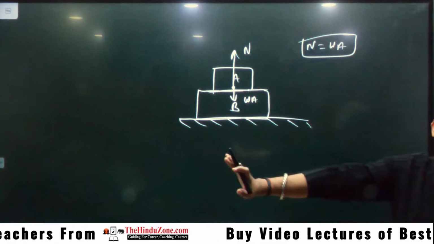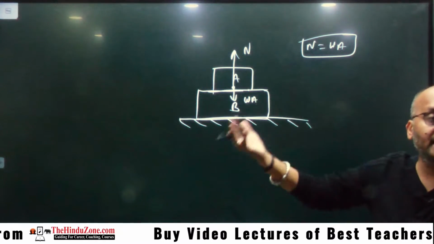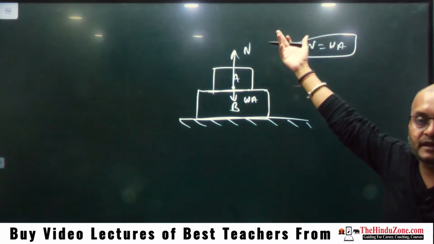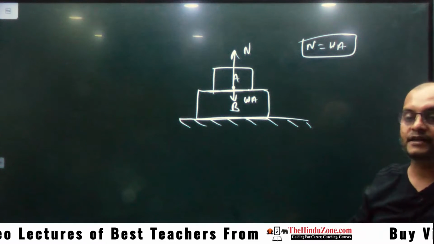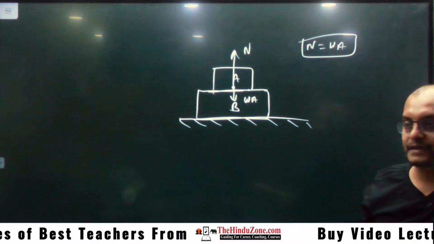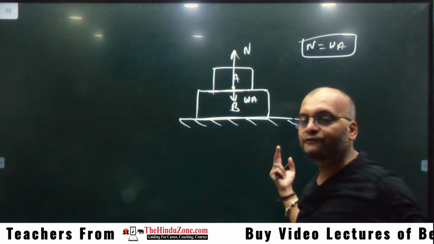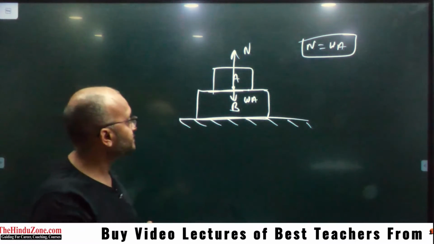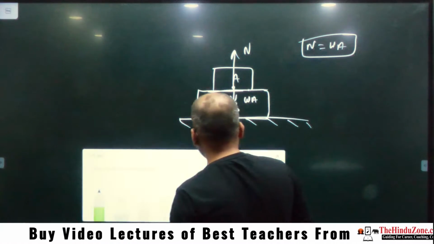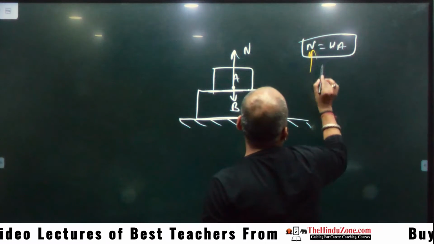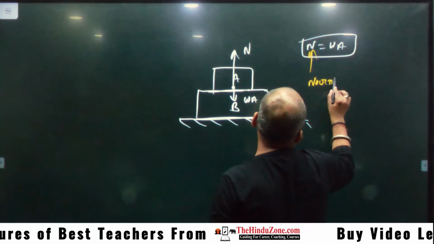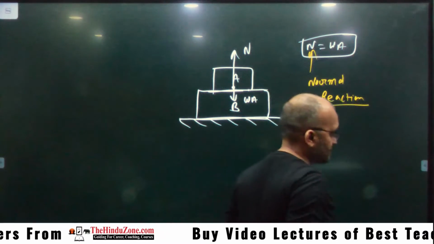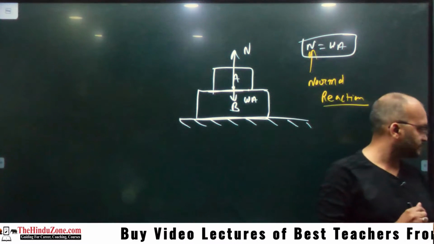It is acting in the opposite direction, that is why it is balancing. Otherwise the body should have gone up if the value of N were greater, and the body should have gone down if there were no such thing as N. Right? So both the forces are counter forces that are balancing each other out. Okay. So what is this N known as? This N is known as normal reaction. Am I clear or not? Yes, sir. Yes, guys. Everyone, is it clear?